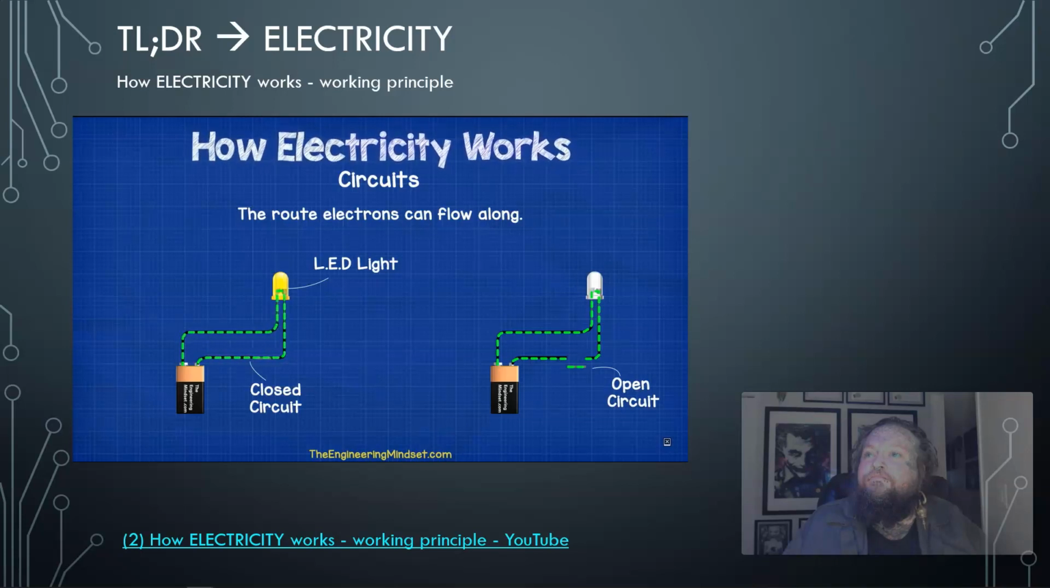The circuit can even be open or closed. In a closed circuit, that means the electrons can flow around, and in an open circuit, this means that the electrons are not able to flow.